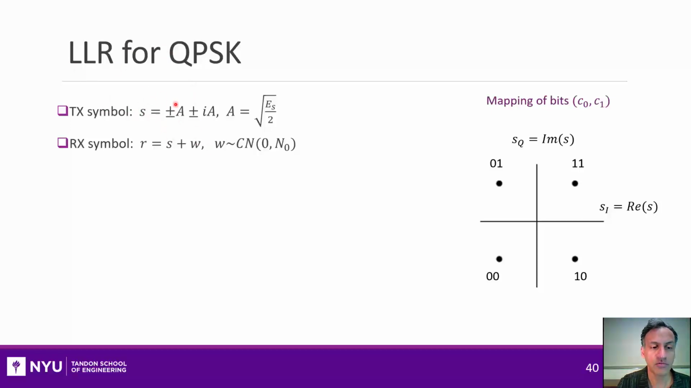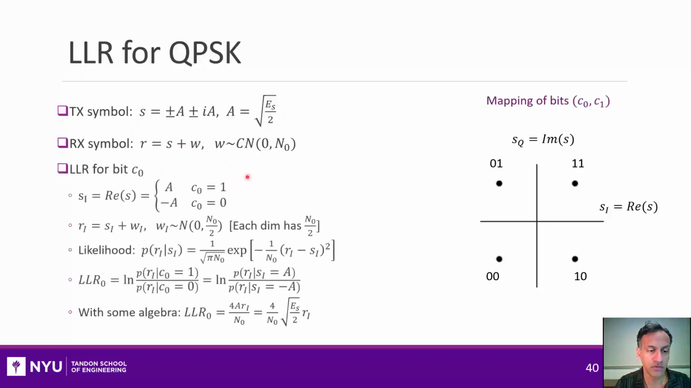So you have a transmitted symbol, and that means on QPSK, each dimension will be plus or minus some constant, which is related to the symbol energy. And I get that symbol plus some complex noise. And if I want to compute the LLR, this is what I do.